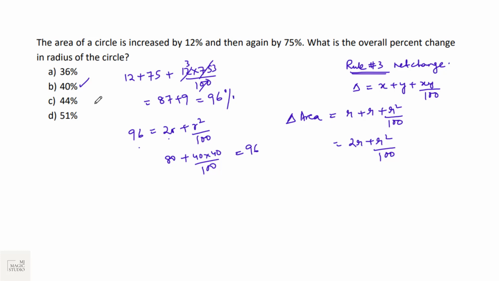So this is the two-way net change formula given. On the left hand side also you are using the formula, on the right hand side also we are using the formula to find the variable. So it is basically x plus y plus xy by 100 equals 2r plus r square by 100. We are looking out for the value of r, where x is 12 and y is 75. r is equal to 40. Option B is the pick.